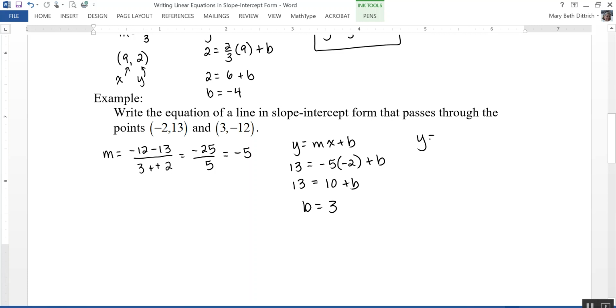And now I can plug those in to get the equation of the line. Y equals -5x, because -5 was my slope, plus 3, and that's my b.